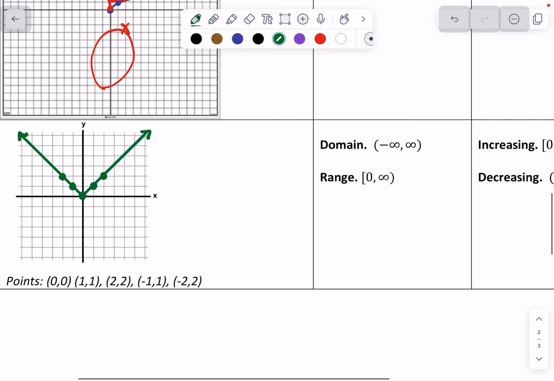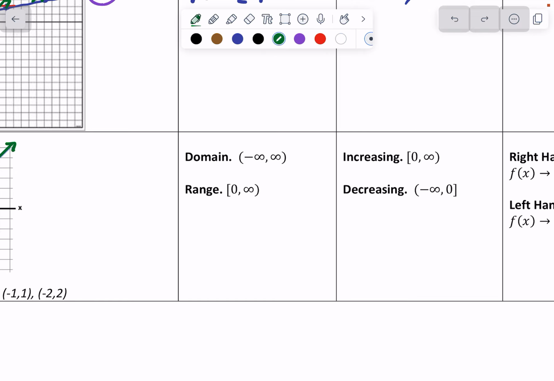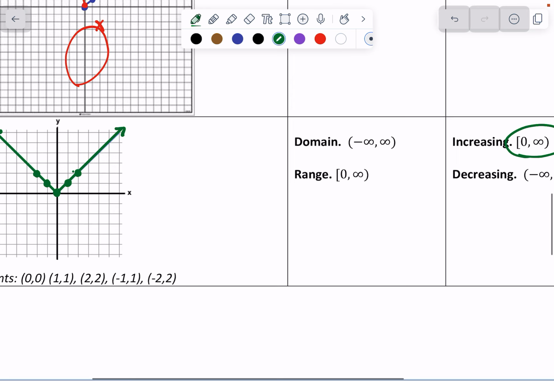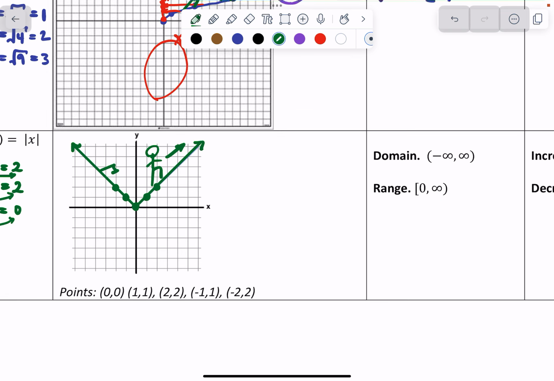So we have the domain. The domain is you could plug in anything you want. But the range is only from 0 to infinity. And yes, you can plug in 0. That's perfectly valid. We are increasing at 0 and the positive numbers, so that would be hiker guy over here. He's going uphill. And decreasing from negative infinity to 0. So hiker guy going downhill.